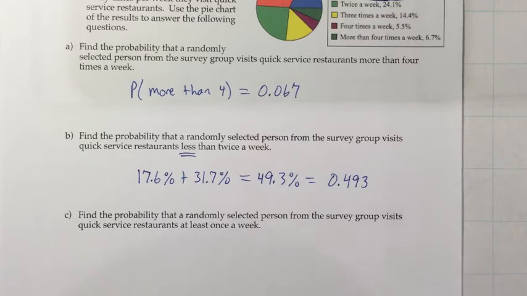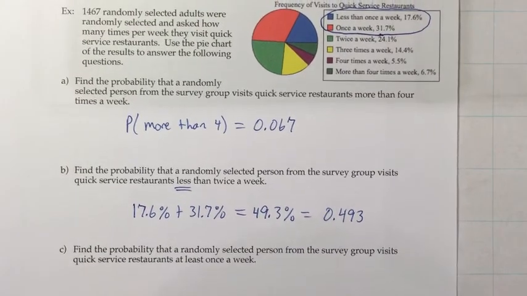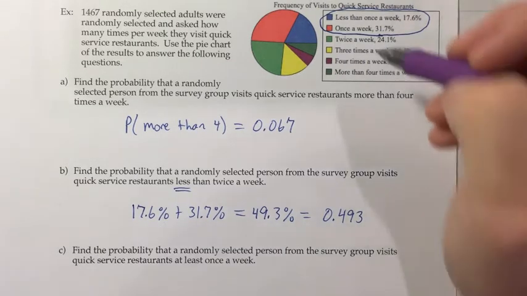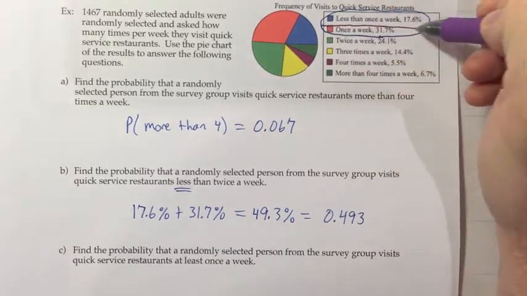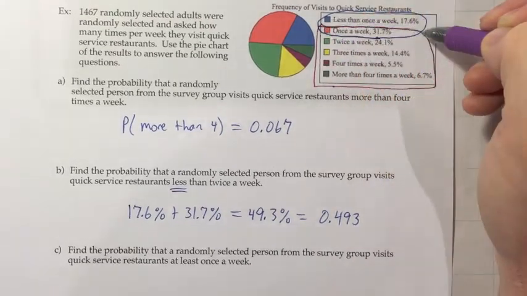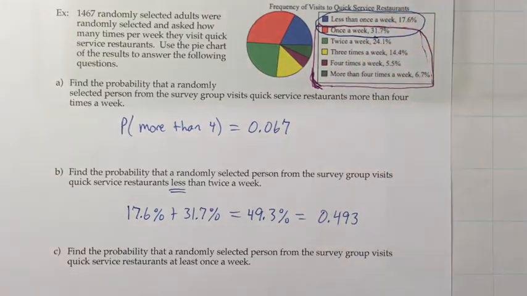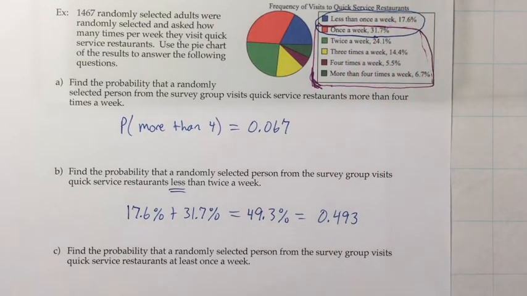And then the last one for this pie chart, find the probability that a randomly selected person from the survey group visits quick service restaurants at least once a week. So at least once a week. So that would be once or more, right? So that would be once a week or more. So that would be all this stuff that is kind of circled in purple. I don't know, but circle, got a corner on it. But anyways, right? That's what we're talking about.